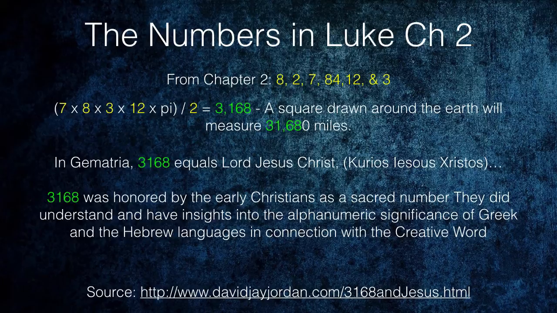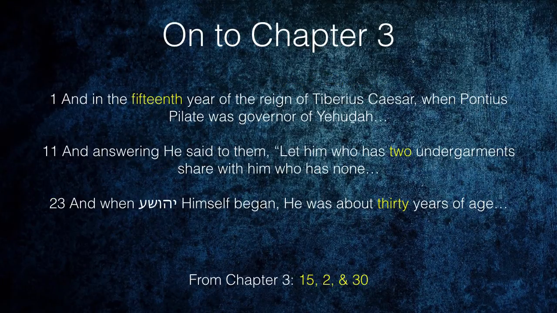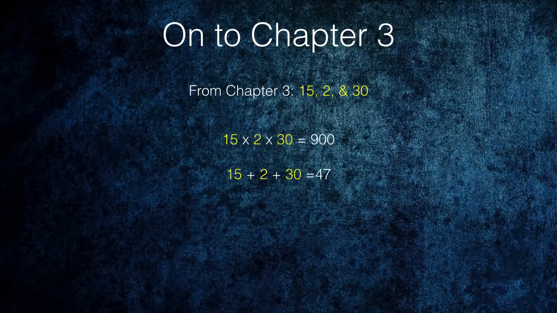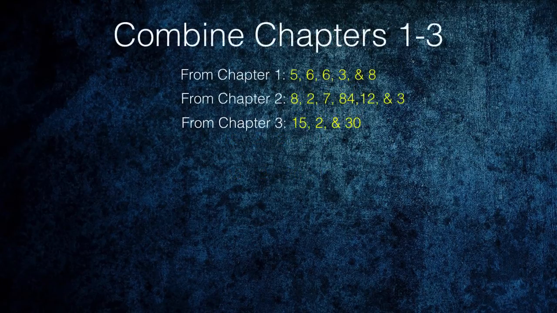From there, we would move on to chapter 3. There are only 3 numbers given in chapter 3: 15, 2, and 30. The verses are on your screen. There's really not much you can do with these. You can try adding them, you can try multiplying them, but it doesn't give us any numbers that strike out as being significant. So before we give up, let's go back to chapters 1 and 2, and see if we can take all 3 chapters' worth of numbers and work out anything with them.